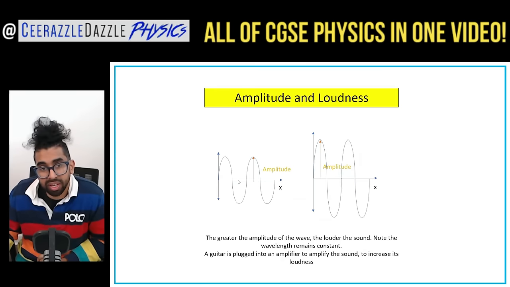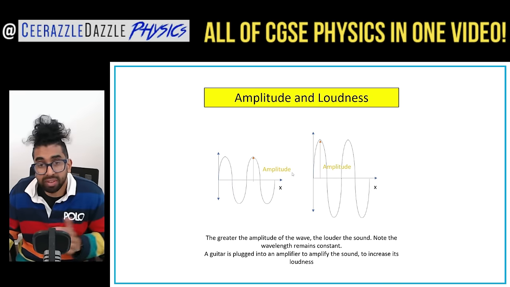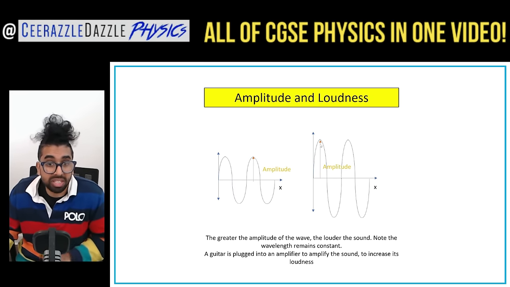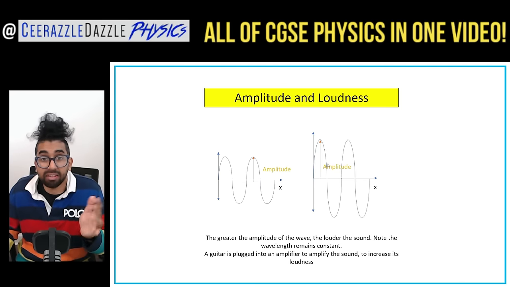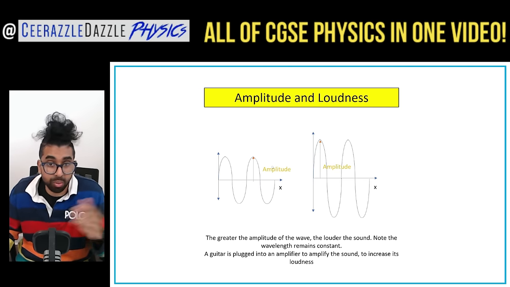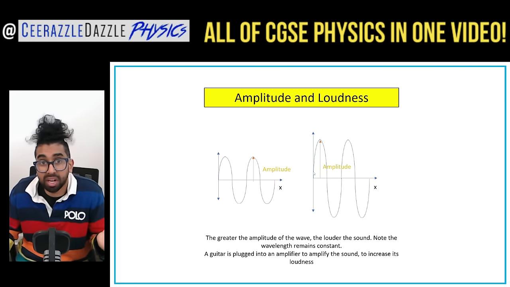Amplitude and loudness. Over here, we have two diagrams. We can see that there's a relationship between the amplitude of a wave and the loudness. The greater the amplitude of a wave, the louder the sound will be. Notice they have the same frequency, but this sound on the right-hand side is going to be much louder than the previous one. The reason why is because the amplitude is going to be higher.